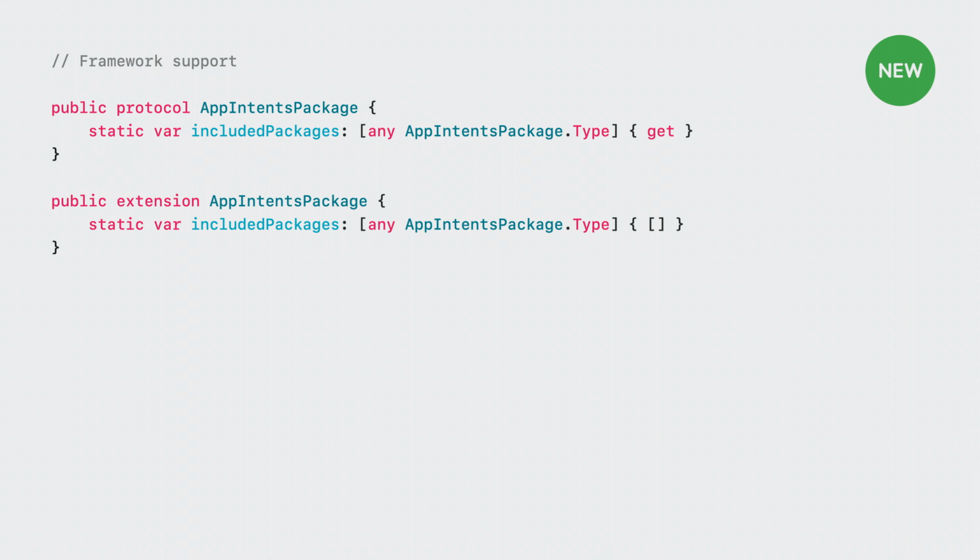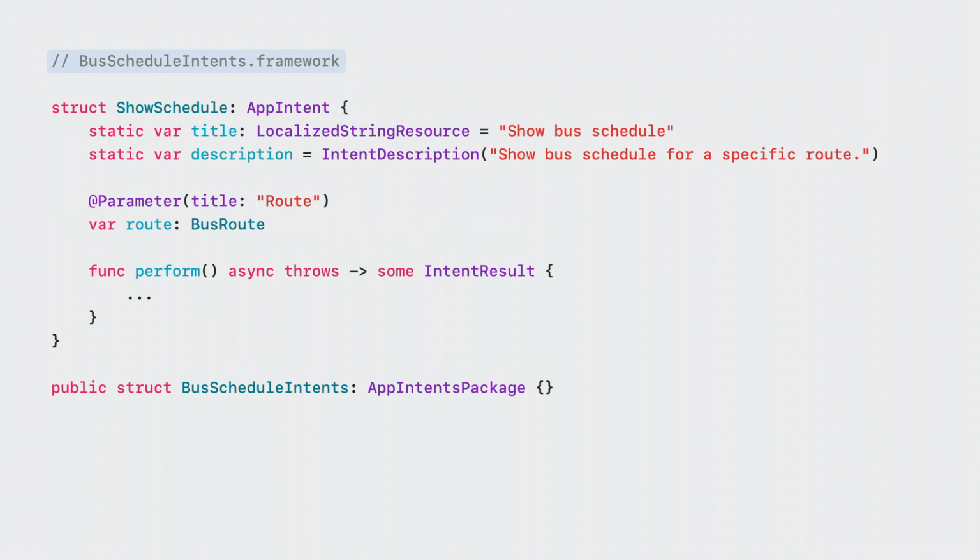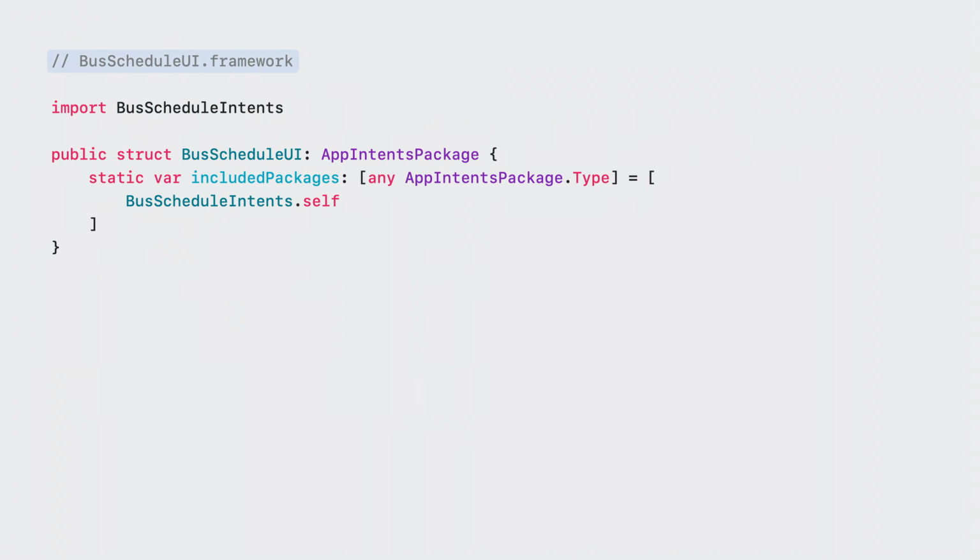By conforming types to the app intents package protocol, both your app and frameworks can re-export metadata from other frameworks. I'm going to use framework support to simplify the implementation of my bus schedule app. I have a framework called Bus Schedule Intents that provides various app intents for viewing bus schedules. It makes itself available for re-exporting without any dependencies. I have another framework called Bus Schedule UI that provides custom interface elements for the bus schedule app. This framework depends on and re-exports the bus schedule intents framework.